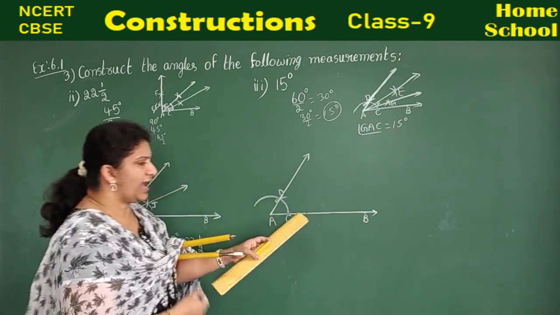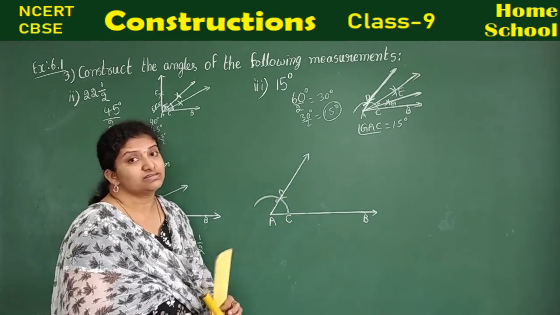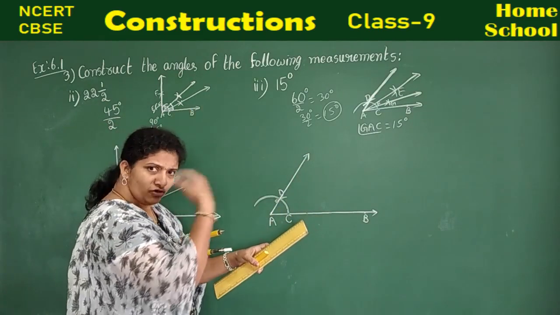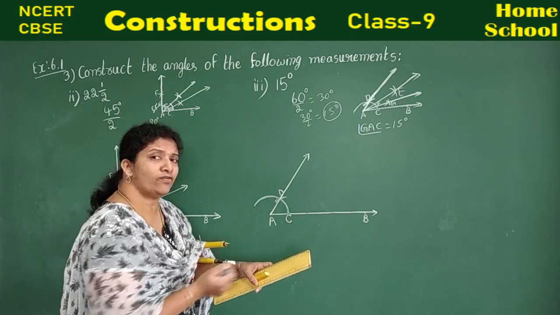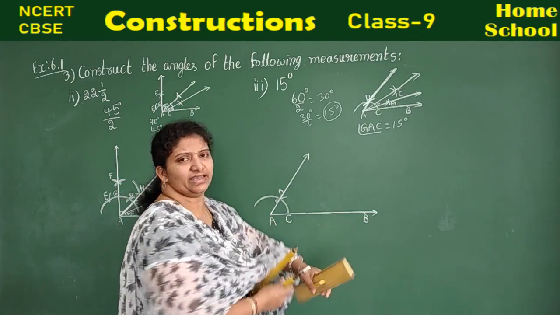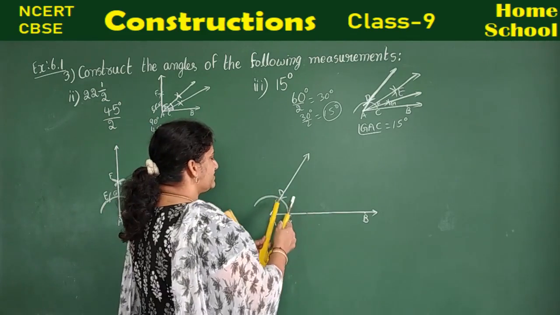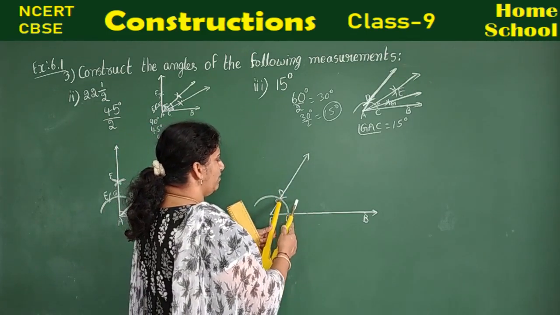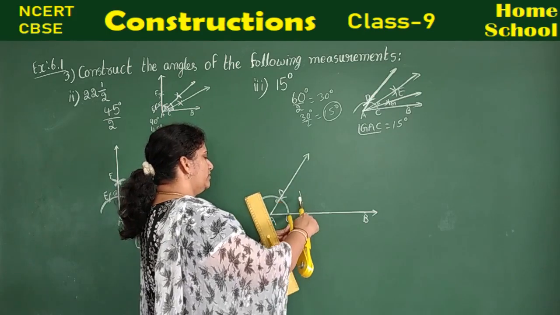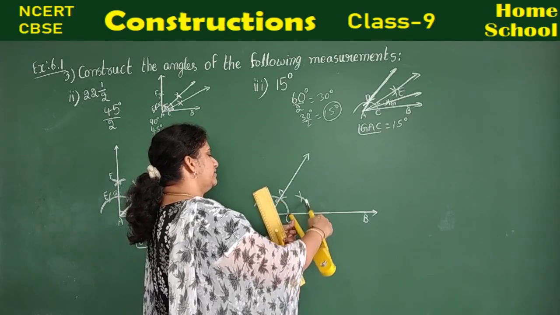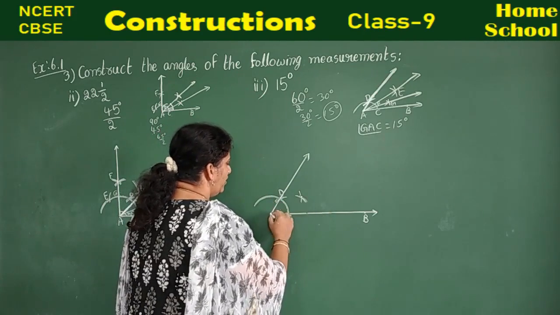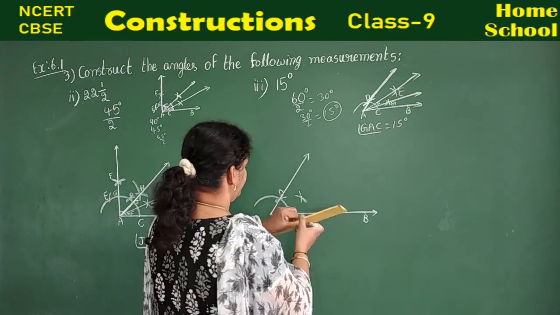Okay. Now the angle so created is how much? 60 degree angle. To get 15 degree, I need to draw again 30 degree. Then half of 30 will be 15. So now with C and D as a center, more than half, draw the arcs. And the intersecting point to A, join.